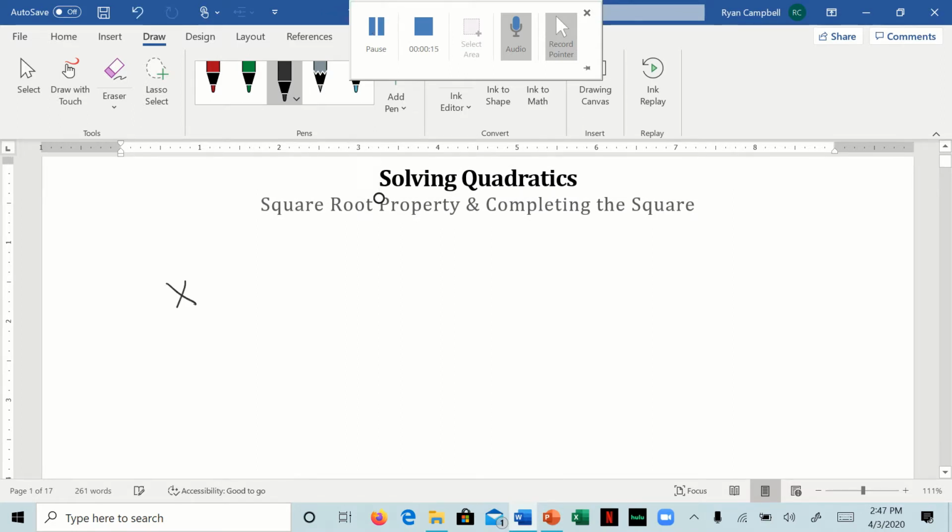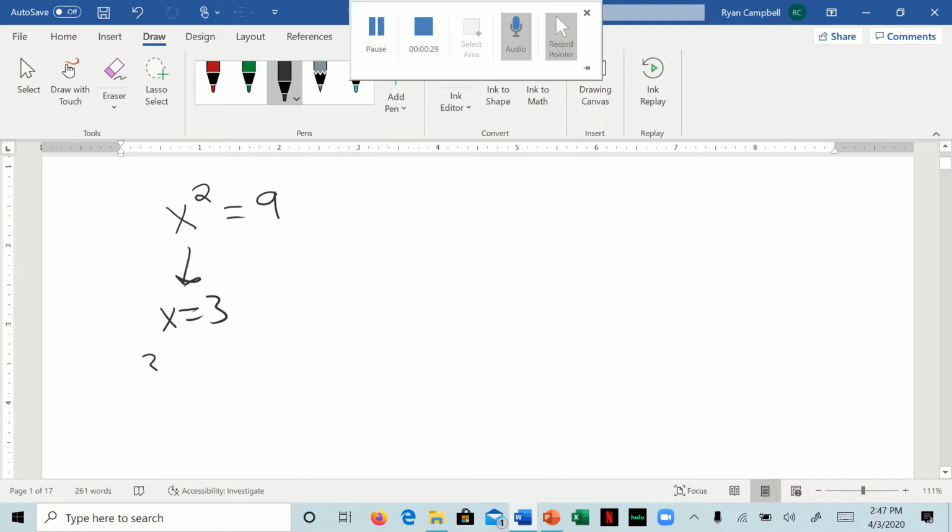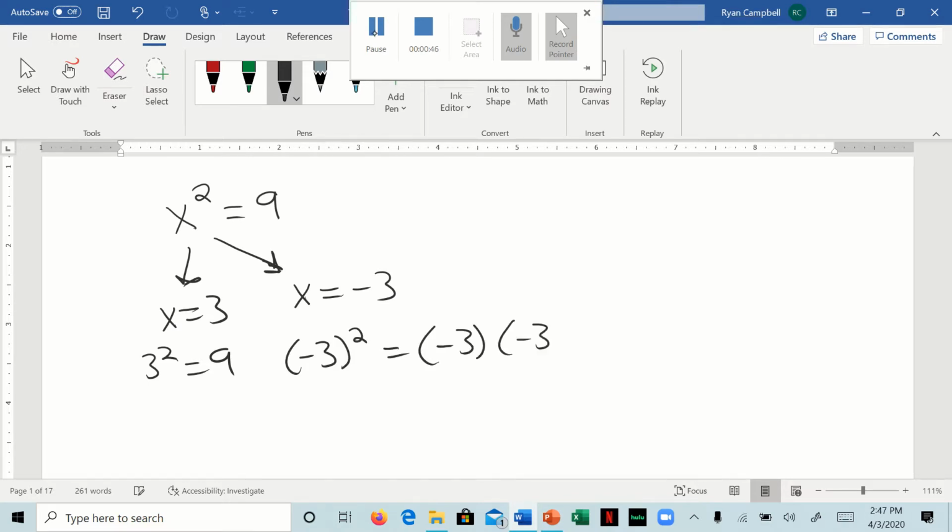So let's consider x squared equals 9. Right? So what squared gets you 9? Hopefully you can pretty much see that 3 can get you 9. Right? Because 3 squared is 9. However, is there something else squared that can get you 9? Well, what about negative 3, right? Because negative 3 squared is the same as negative 3 times negative 3, which is also positive 9.